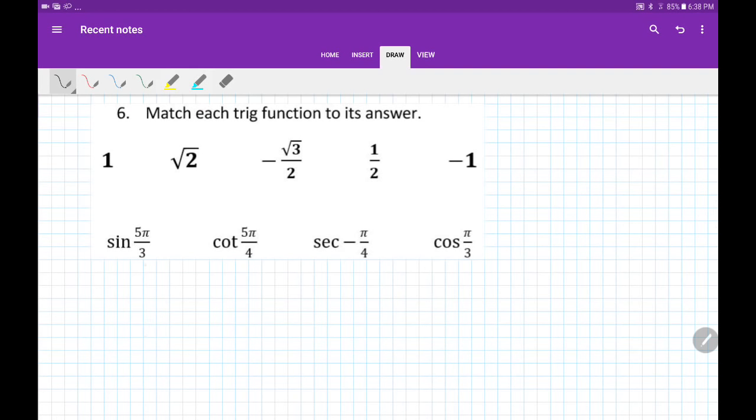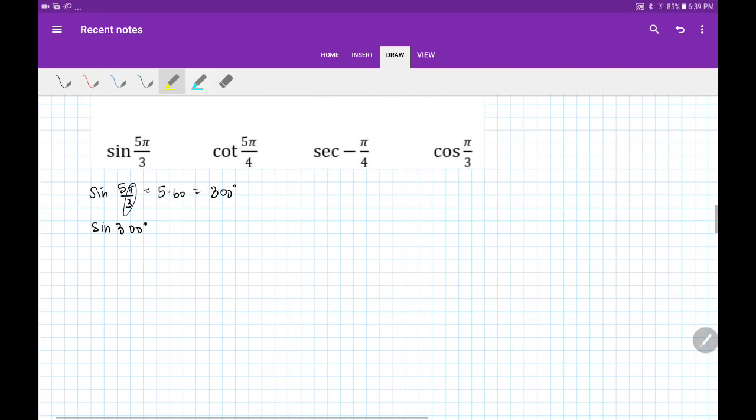So sine of 5 pi over 3. First, we need to convert that to degrees. So pi over 3 is 60 degrees, times 5 leaves me with 300 degrees. So I'm really looking for sine of 300 degrees. You could have found that conversion right on your unit circle too.